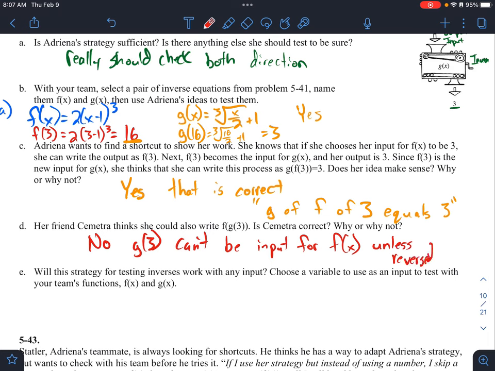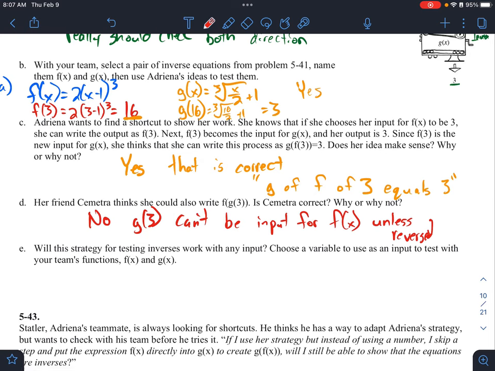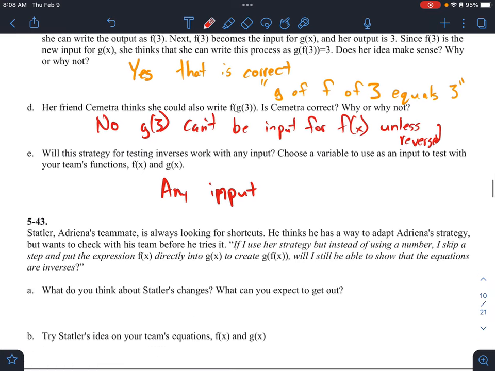Will this strategy for testing inverses work with any input? Like, do we have to pick 3 or can we pick any one? Okay? We can put any input. So she picked 3, we can pick 20, whatever.